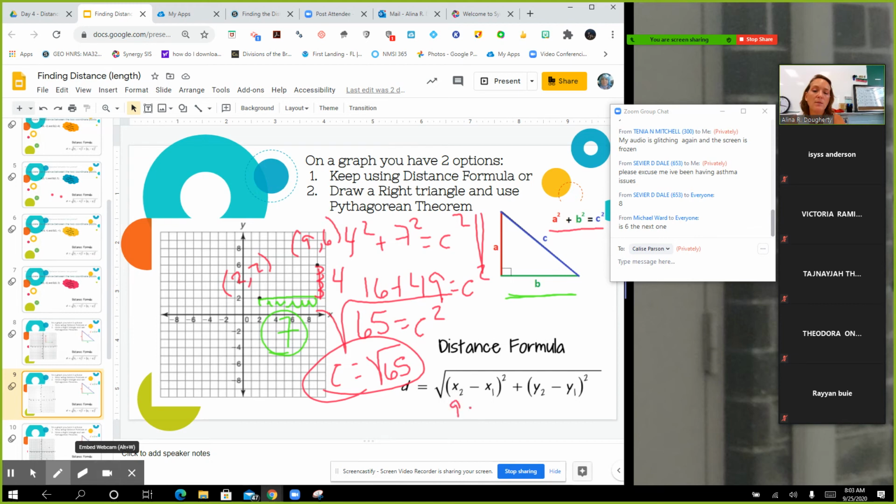So we would do 9 minus 2 squared plus 6 minus 2 squared, and we should get 4 and 7. So 9 minus 2 is 7, so that's 7 squared, and 6 minus 2 is 4, that's 4 squared, and we take the square root, and we should end up with exactly the same answer.